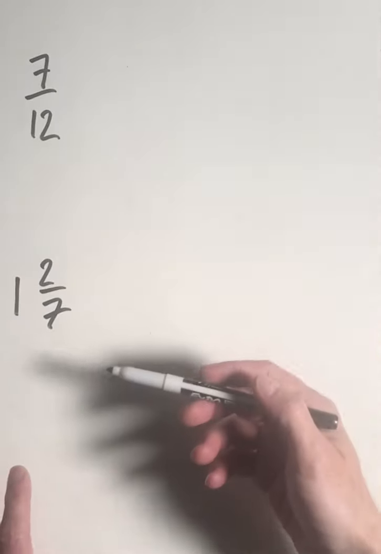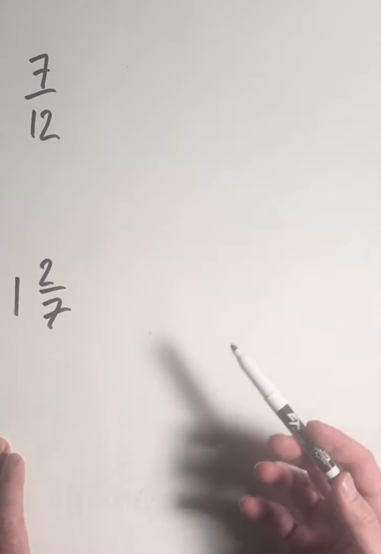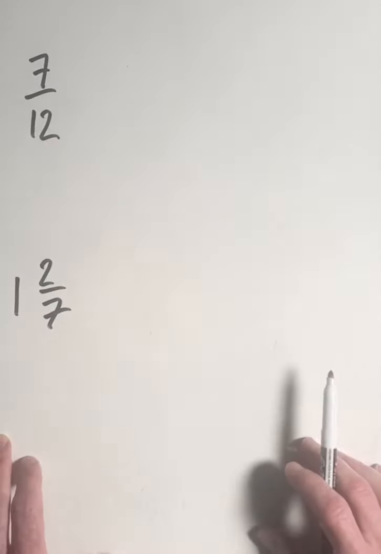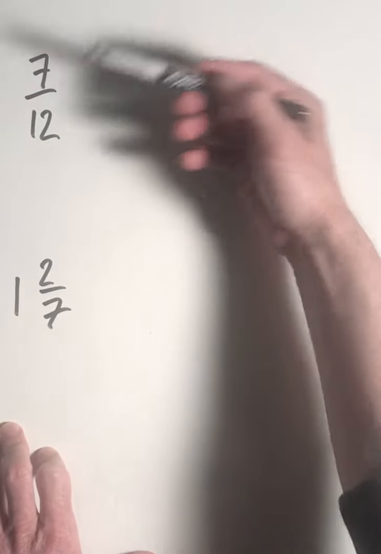Sometimes we'll have fractions or mixed numbers where the denominator does not scale up to 100 evenly, and we need to look at another method of doing this. We could always just do the long division. Take 7 divided by 12.